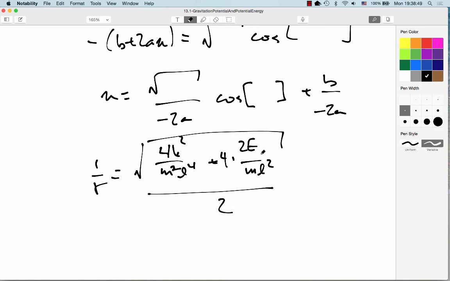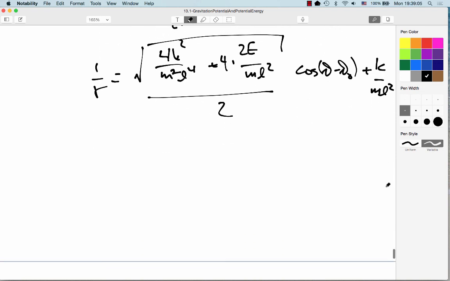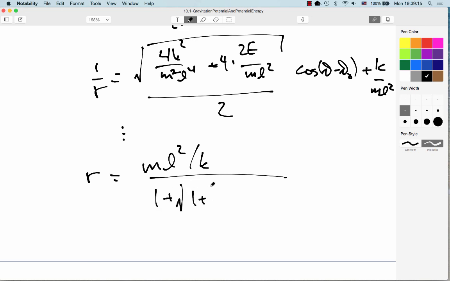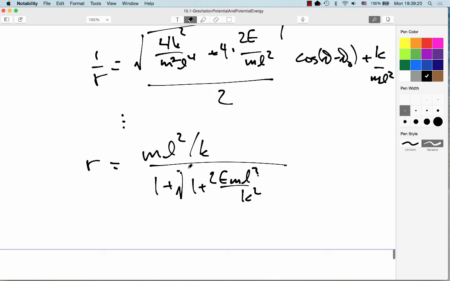That's over 2 because a is -1 times the cosine, which is just theta minus theta naught, because root negative a is just 1, plus k over ml squared. We can eventually invert this, so you get that r is equal to ml squared over k over 1 plus the root of 1 plus 2e ml squared over k squared, times the cosine of theta minus theta naught.